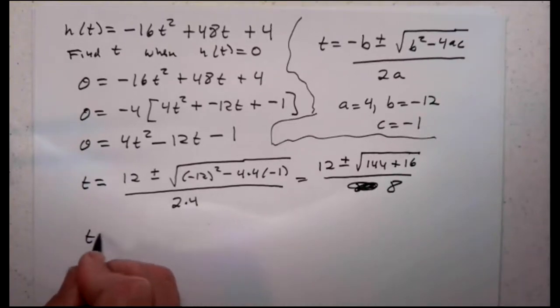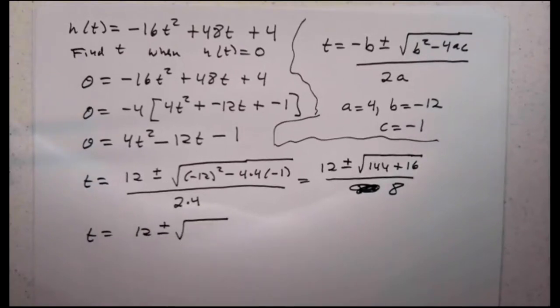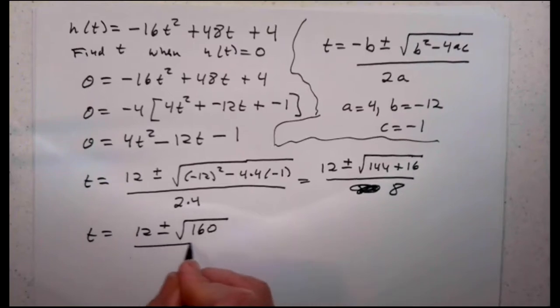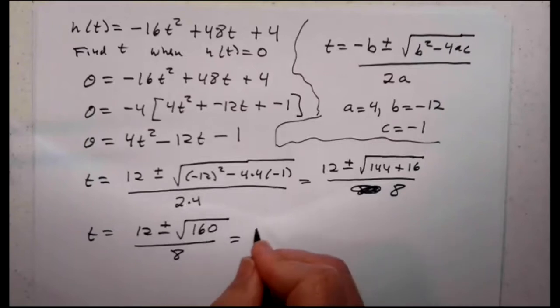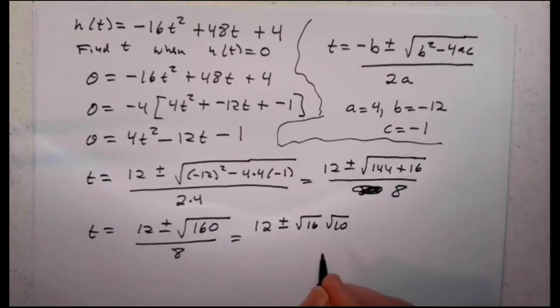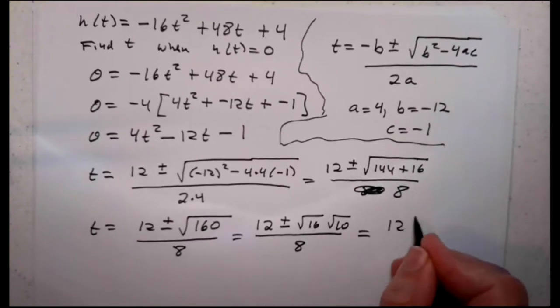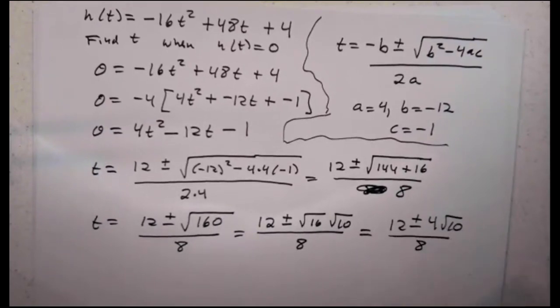Next up, we get t is 12 plus or minus the square root of 144 plus 16 is 160. That's kind of a nice number, divided by 8. Because root 160 is root 16 times root 10, and root 16 is one that we know. So 12 plus or minus root 16 times root 10 to give us root 160 divided by 8. So we get 12 plus or minus 4 root 10 over 8.